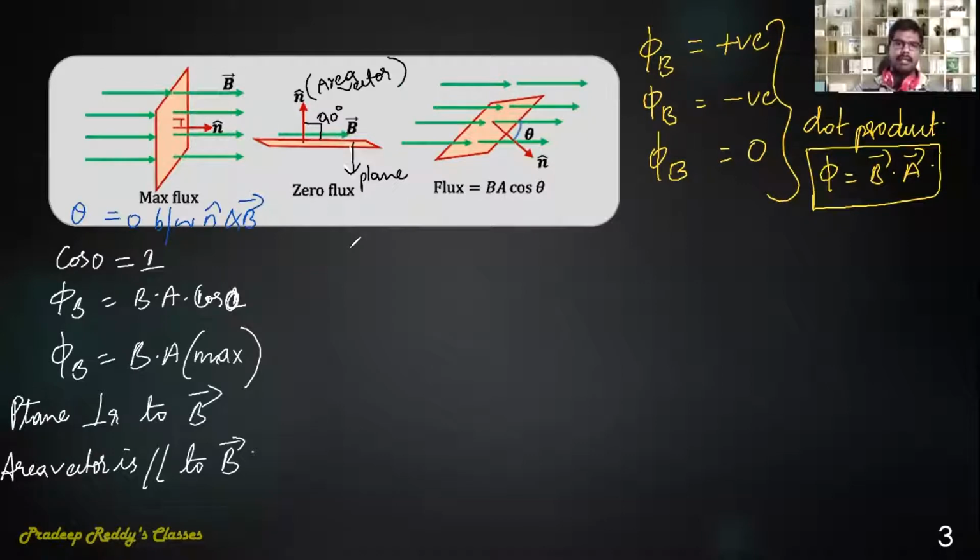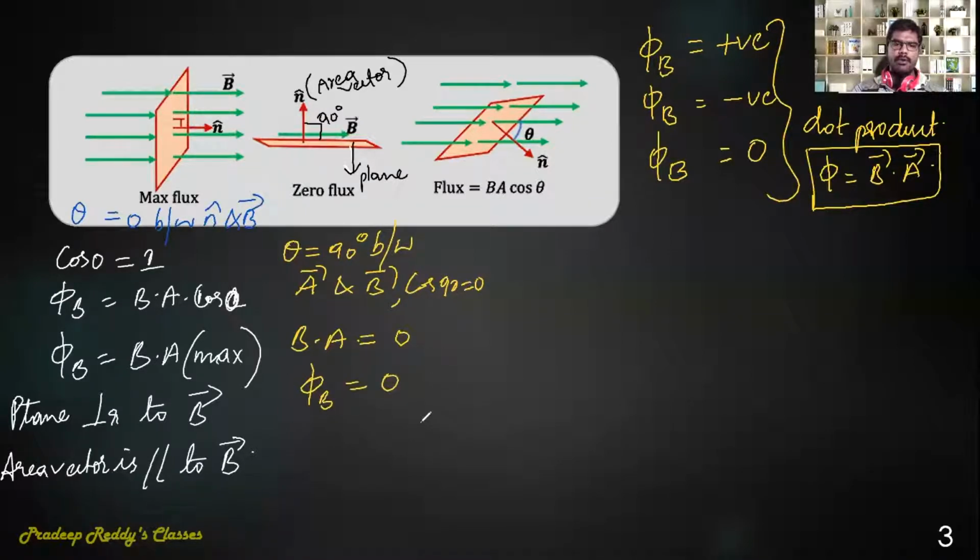Theta is equal to 90 degrees between A bar and B bar. Cos 90 is equal to 0. So as cos 90 is equal to 0, BA cos theta is equal to 0. Therefore, flux phi B is equal to 0. There will be no magnetic flux passing through area of cross section if it is parallel to magnetic field. Area vector will be perpendicular to magnetic field.